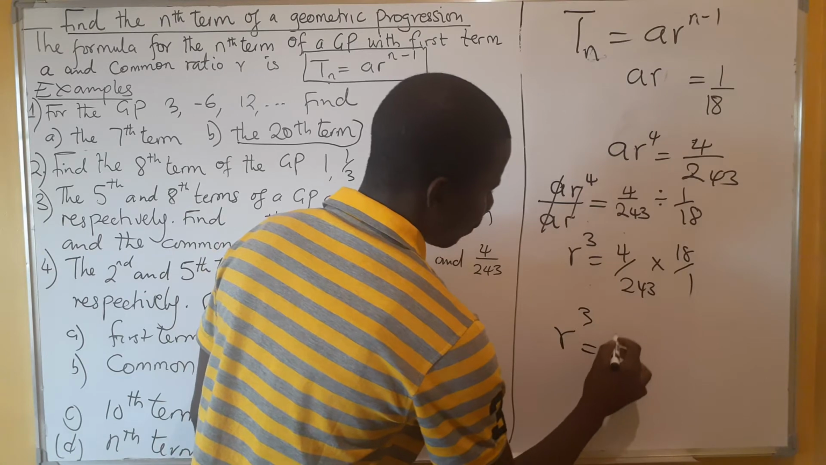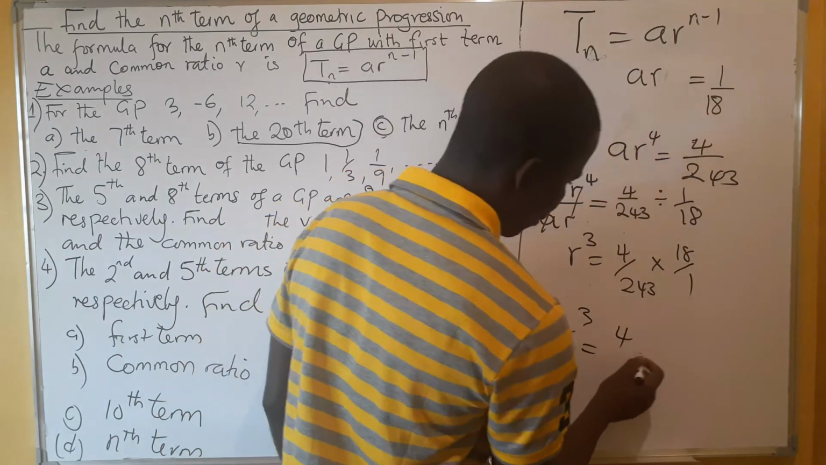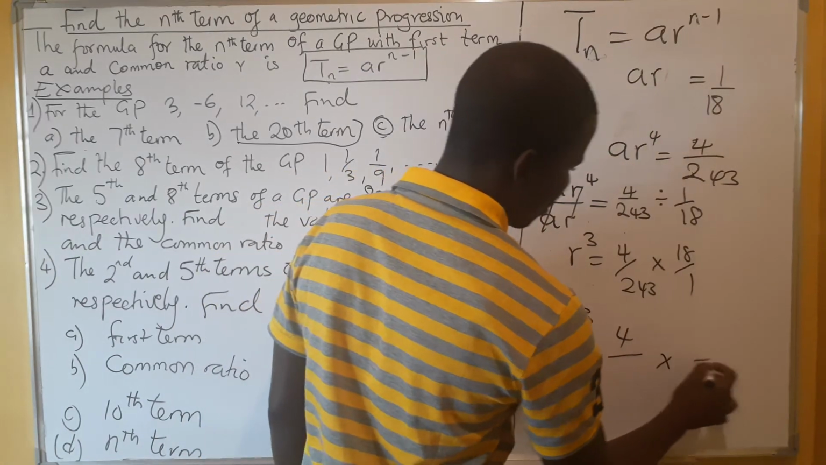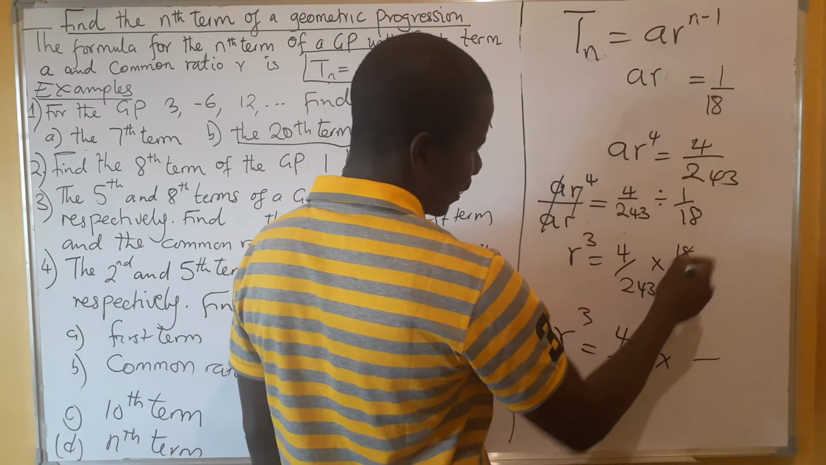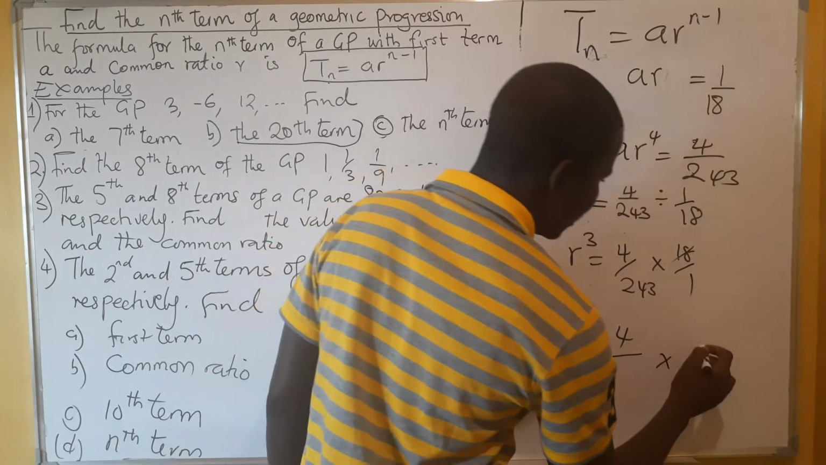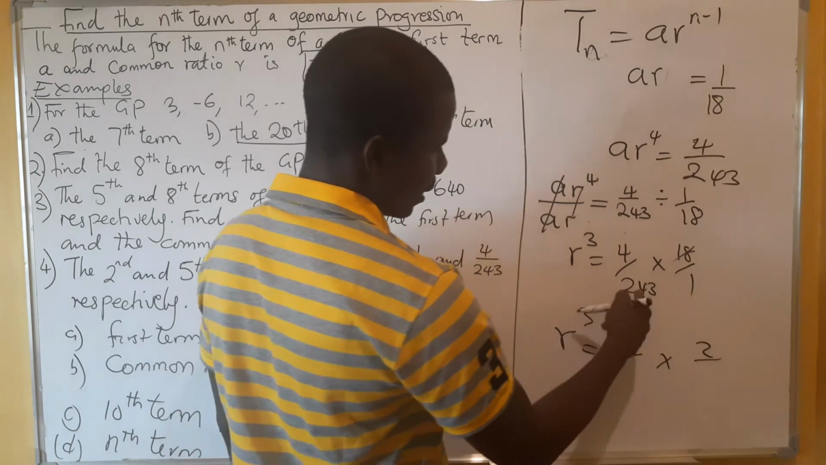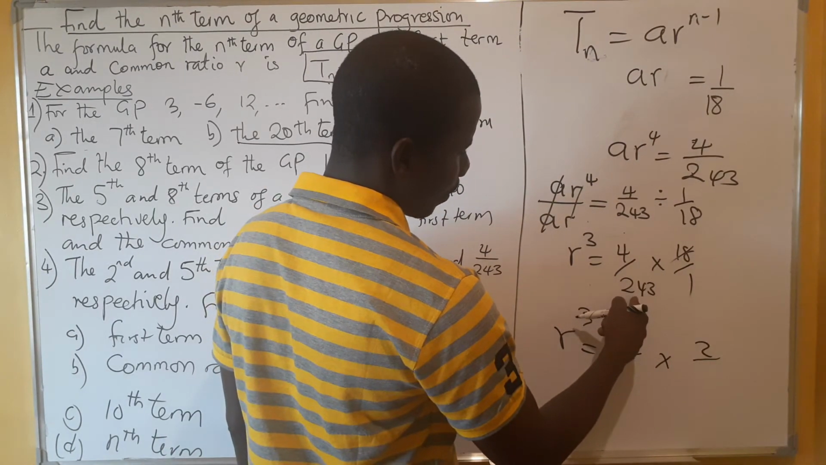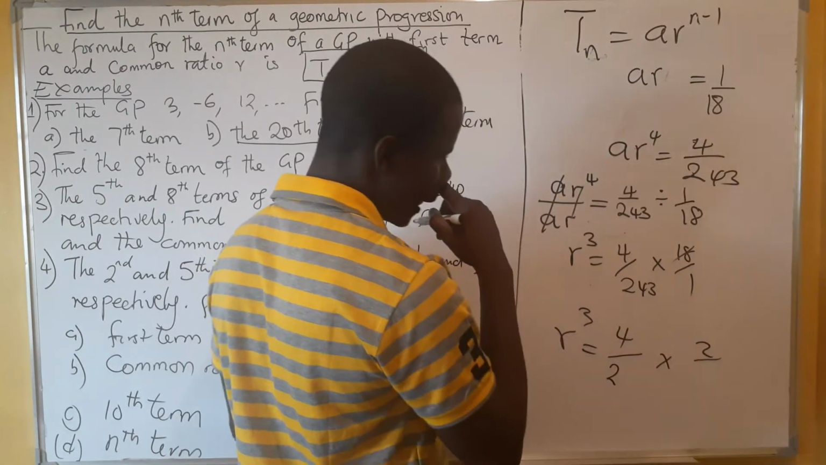R cubed is equal to 4 over 243 times 18. 9 into 18 is 2. 9 into 24, it's 2, remainder 6.